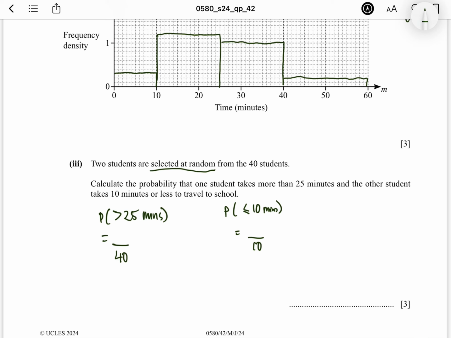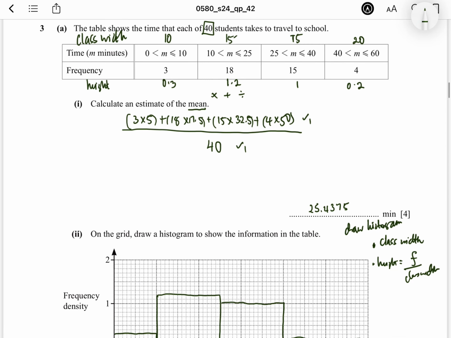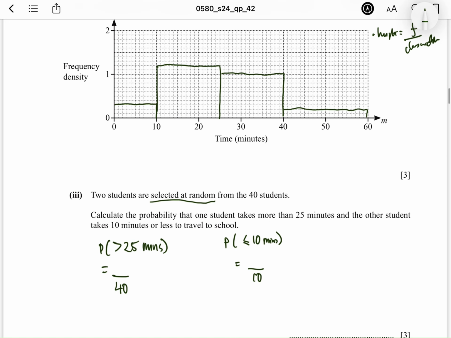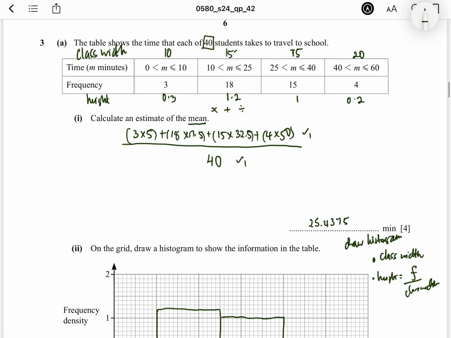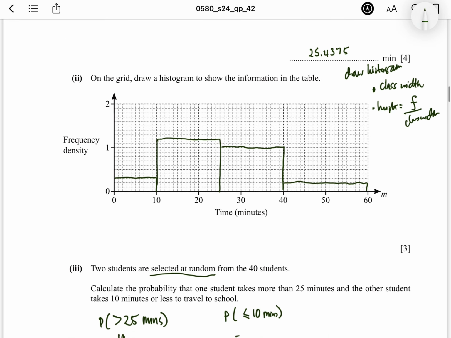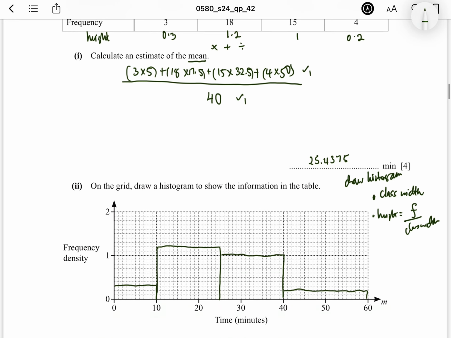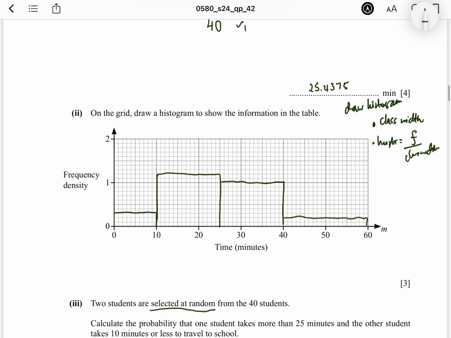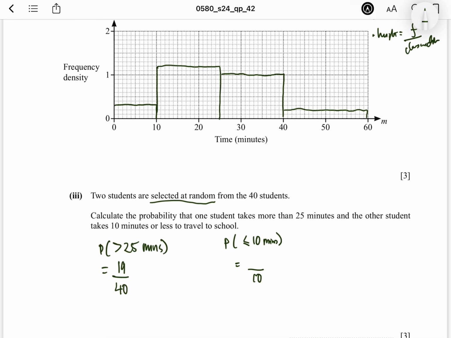Take into account here. So first, sebelum masuk kita check dulu greater than 25 minutes. Greater than 25 minutes ada berapa? 19, which is 15 and 4. And then less than 10 minutes would be less than 10. Berapa? 3. 3 je.